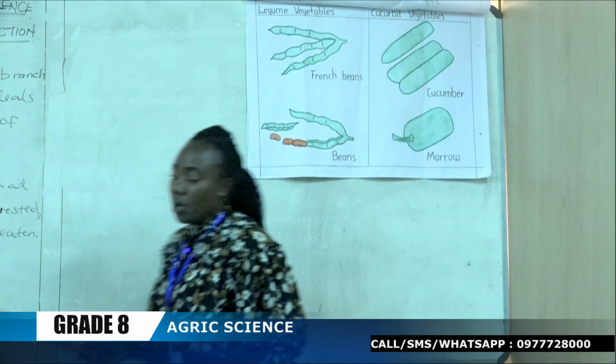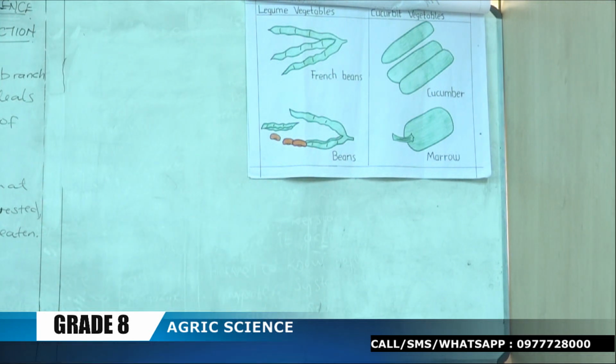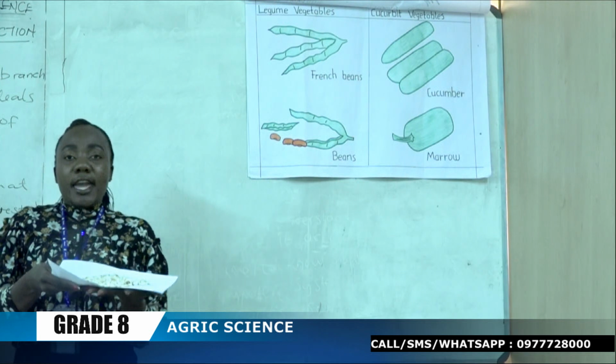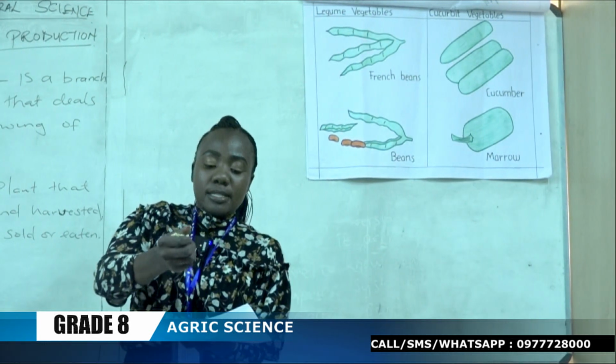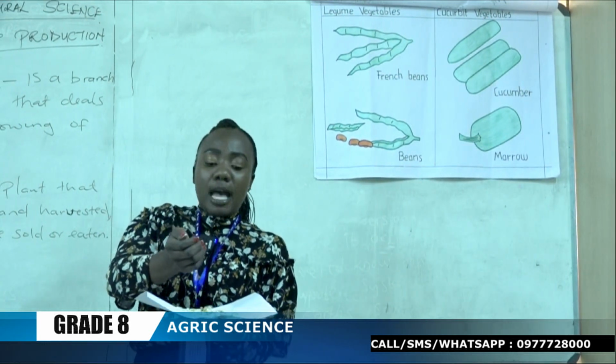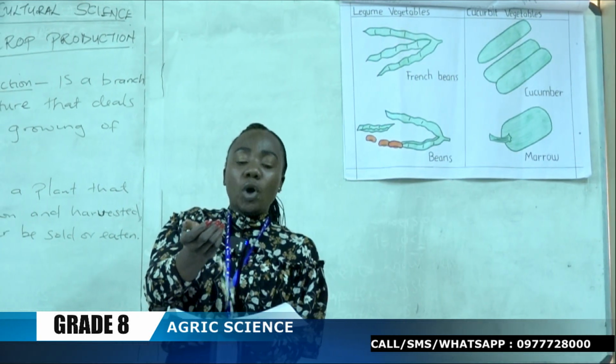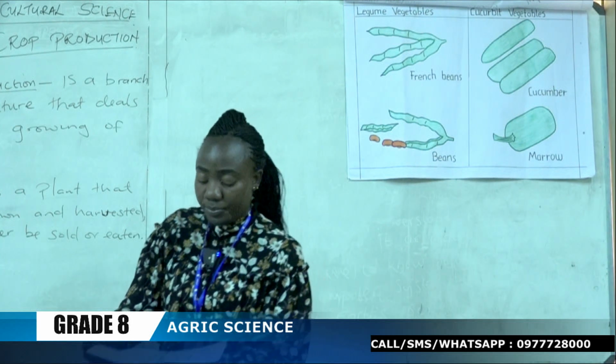Okay? So with me here, I have beans. Beans is an example of a legume vegetable.